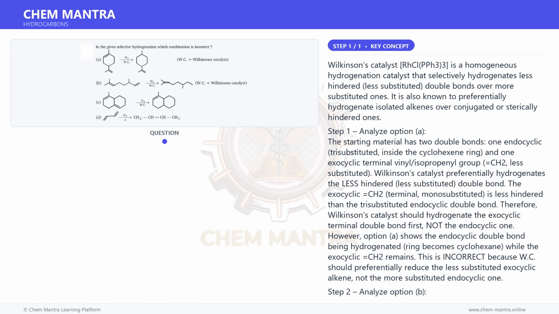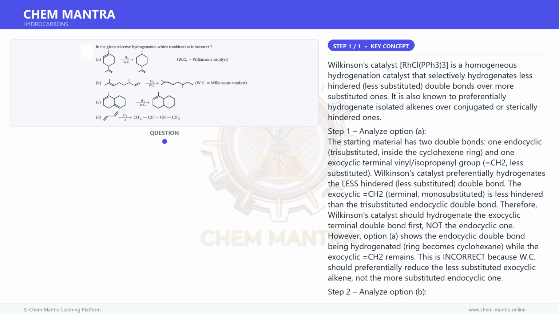Step 3. Analyze option C. The bicyclic substrate has a more substituted, conjugated aromatic-adjacent double bond and a less substituted isolated double bond. WC hydrogenates the less hindered isolated double bond preferentially. The product shown is consistent with selective hydrogenation of the less substituted double bond. This is correct.